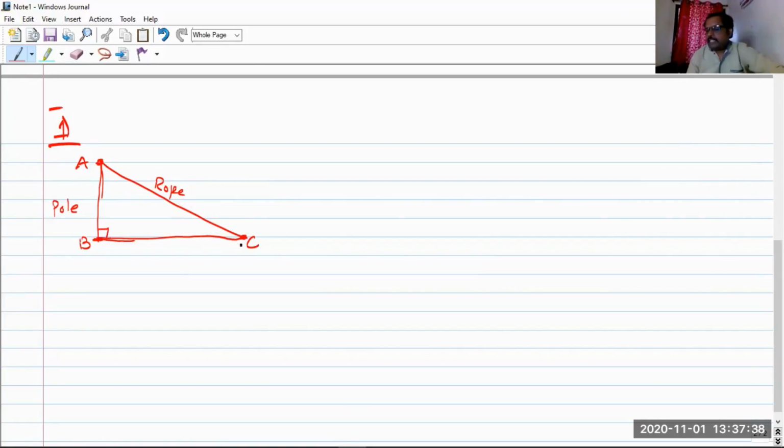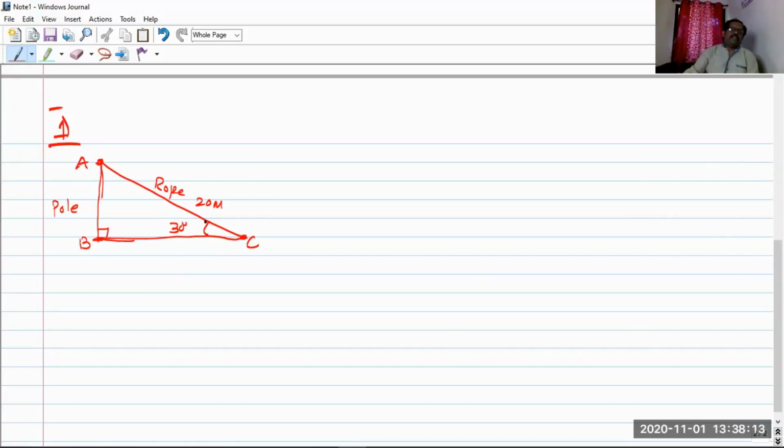So what you are given again: the length of the rope is given as 20 meter. This is a rope, so its length is given as 20 meter. Along with that, you are given the angle made by the rope with the ground level. BC is the ground level, so this angle you are given. How much is this angle? It is 30 degree.